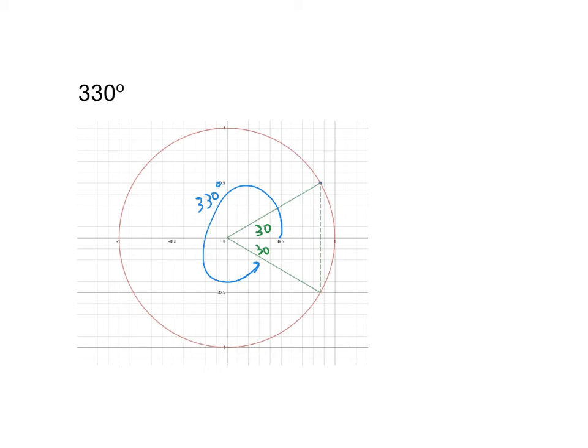We can fill in the values again. This value is root 3 over 2. This value is 1/2, but because we're below 0, it'll be negative 1/2. So this point, P(x, y), is equal to root 3 over 2, a positive x value this time, and negative 1/2.